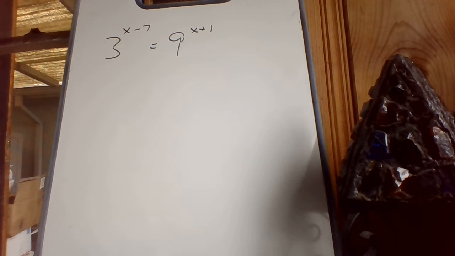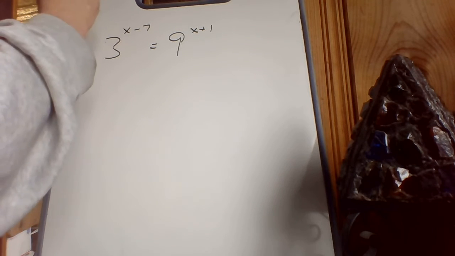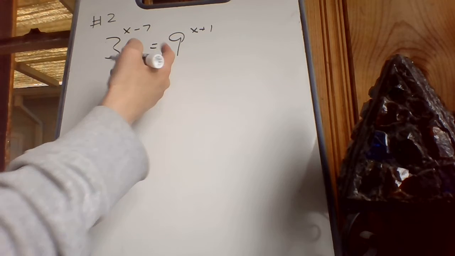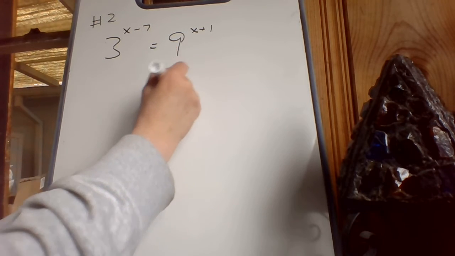Okay, so solving exponential equations, we had the erase the base method. This is question number 2, part A. Erase the base. You try and get matching bases, and then you can erase it totally out of the problem. And I know that 9 is 3 squared.